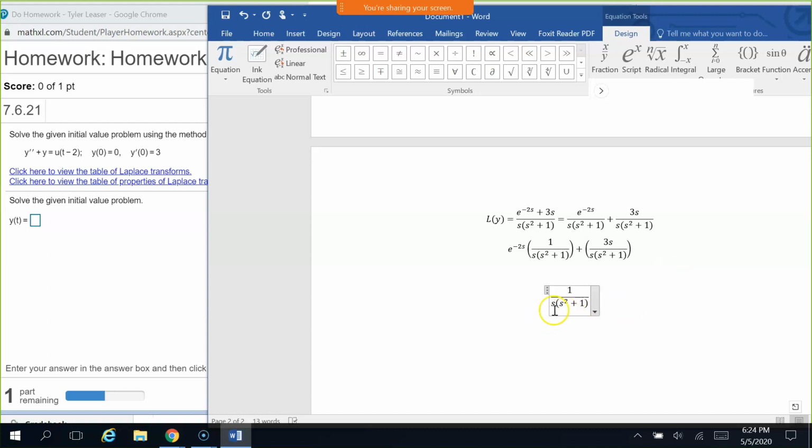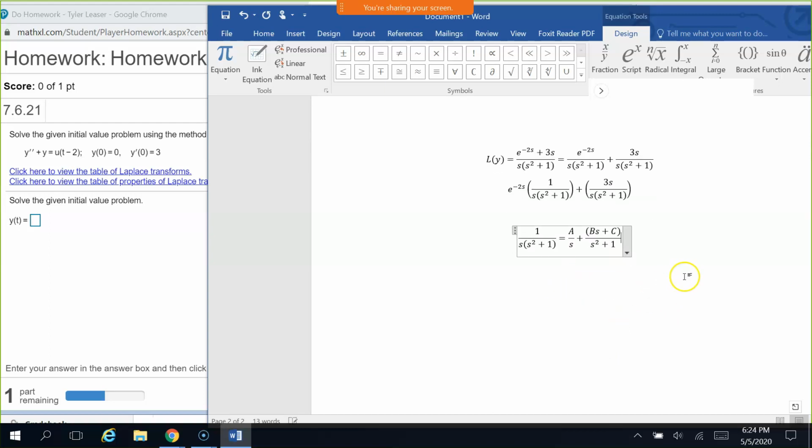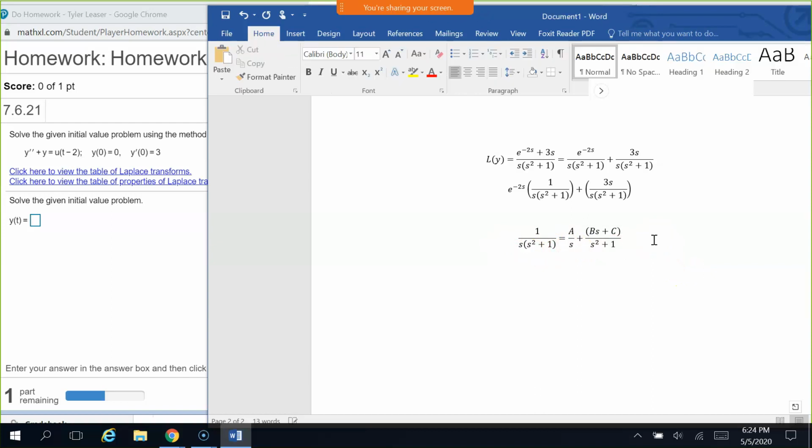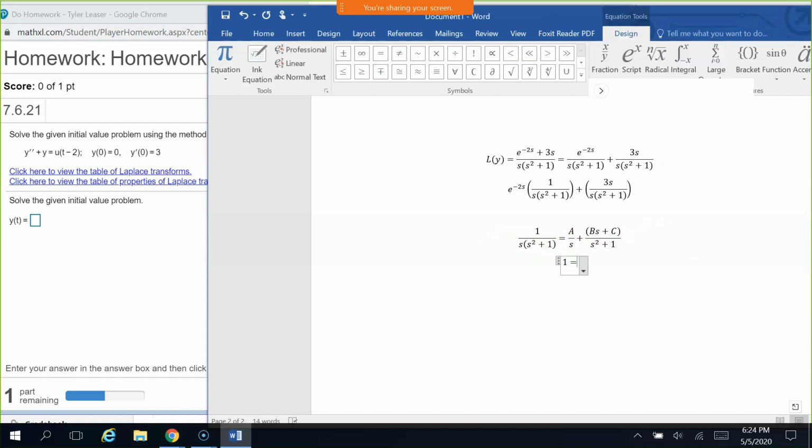We cannot factor that any further, and we have the linear term s, and then we have that irreducible quadratic term. So we're going to have a fraction over the s, plus we're going to have a linear fraction over the s squared plus 1. So that's just the partial fraction decomposition. Multiplying both sides by that denominator, we're going to end up with just a 1 on the left, and then a times s squared plus 1 plus that bs plus c times just s.